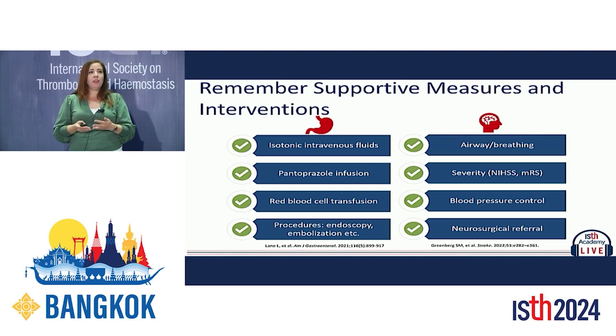What's going to save a patient's life if they have a life-threatening bleeding complication, retroperitoneal, and they're hemodynamically unstable, or gastrointestinal and they're unstable? Fluids, transfusions, that's on the left-hand side. Different measures when you're talking about intracranial bleeding. Of course, we have attention to things like airway and breathing, looking at the severity of the bleed with deficits, blood pressure control, extremely important, and neurosurgical referral. And all of these can be packaged within institutional protocols that are adapted to a local context, which is really helpful to do.